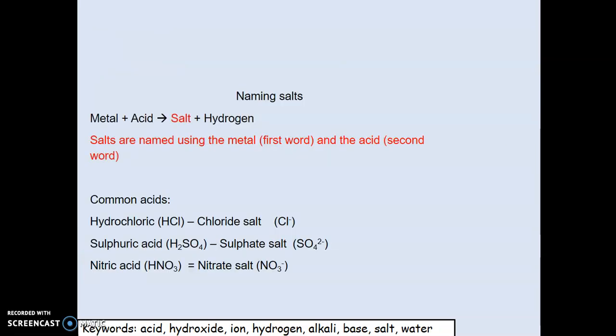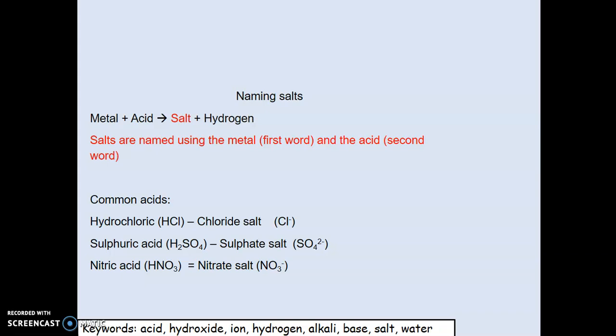So, naming these salts. Whenever you name a salt, you use the name of the metal for the first word. The second part of the name comes from the name of the acid. So, for example, hydrochloric acid results in a chloride salt, sulfuric acid results in a sulfate salt, and nitric acid results in a nitrate salt.